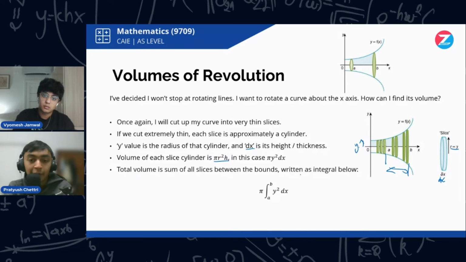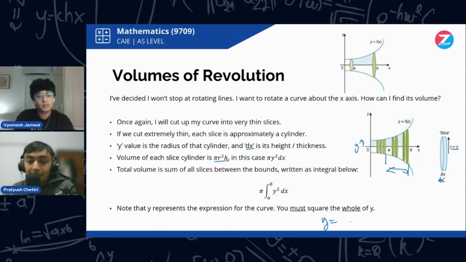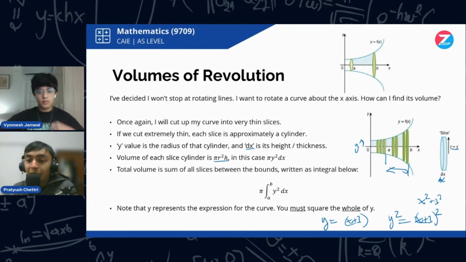So y gets squared. Now note that y represents the curve, and if y is x plus 1, then remember y squared is actually x plus 1 whole squared, not like x squared plus 1 squared, no, whole squared. Okay, whole squared.